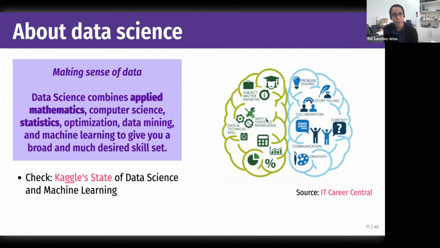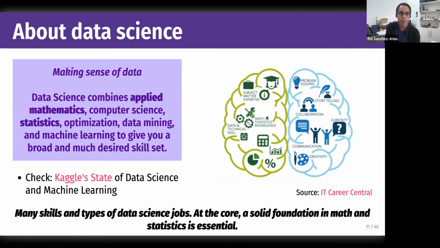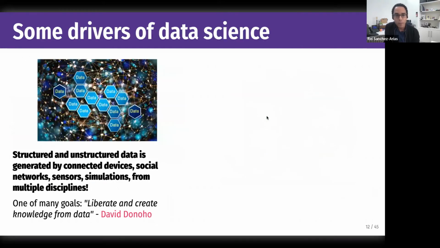On the right-hand side is just a figure that I really like to show, because of course, strong foundations in math are fundamental, but you got to practice things like storytelling. You got to be good at problem solving. You got to be good at collaborating with others that may not speak, quote unquote, your language. And you got to stay creative and curious about things. So I always like to put this type of slide, because you require both skills in any type of data science application. But again, at the core, a solid foundation in mathematics is essential, of course.